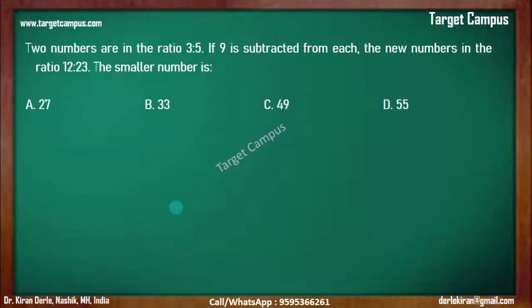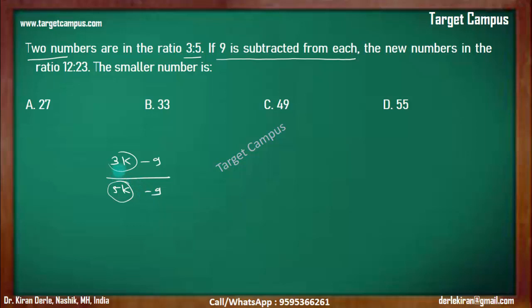Let's go ahead. Two numbers are in the ratio 3:5. If 9 is subtracted from each. So there are two numbers, 3 is to 5, and 9 is subtracted from both. Let's say the first number is 3k and the second number is 5k, and 9 is subtracted from both. This is what is given in the question.